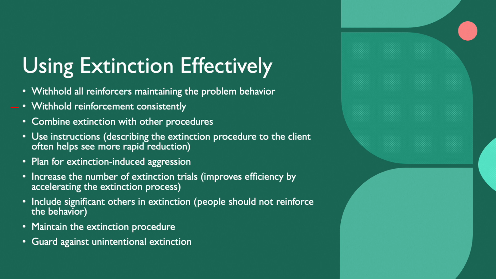Okay. And then the last one is to guard against unintentional extinction. And this is referring to behaviors that you don't intend to be extinguished, accidentally being placed on extinction. Sometimes we have appropriate behaviors that we do want to target for increase, or that we do want the learner engaging in, and we accidentally may end up placing those on extinction. And so we definitely don't want that. So we want to put safeguards in place to prevent that from happening.